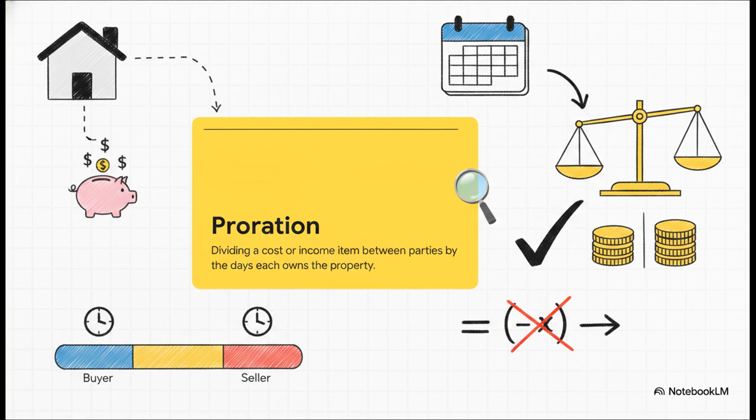Now, I want to reassure you right away. If you hear the word proration and your brain instantly panics thinking of some complicated calculus, stop right there. This math is literally just a highly logical division of days and money. We're just figuring out exactly how long the buyer owned the property versus how long the seller owned it in a given month or year, and then splitting the bill accordingly. It's really just about being fair.